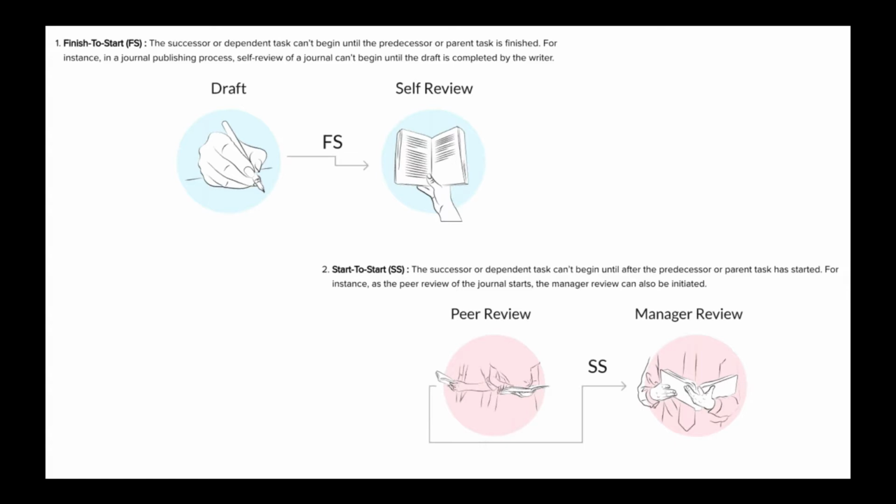Versus the next one, where the 2 tasks can actually be worked on concurrently as long as the first one has started, right? So in our case, if peer review has started, the manager can also review, right? Because he doesn't have to wait for the peers to review. They can review at the same time, as long as in this case, the peer review begins, the manager gets the green light, let me do my review. So we call it start to start.